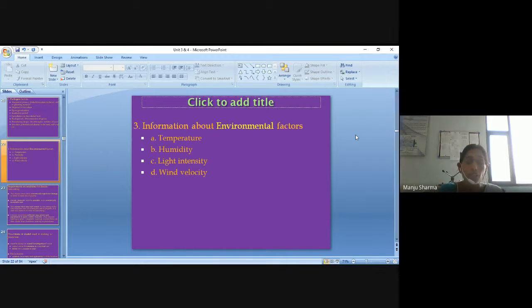Then the third factor is information about environmental factors. First is temperature, then humidity, then light intensity, and then wind velocity.